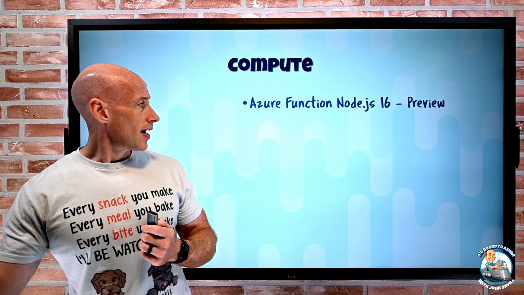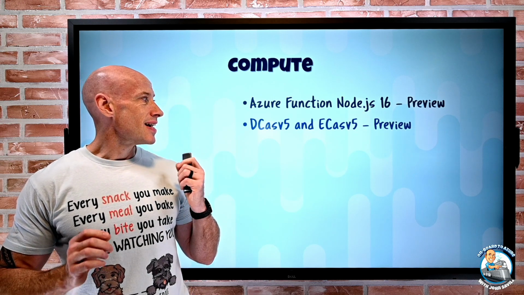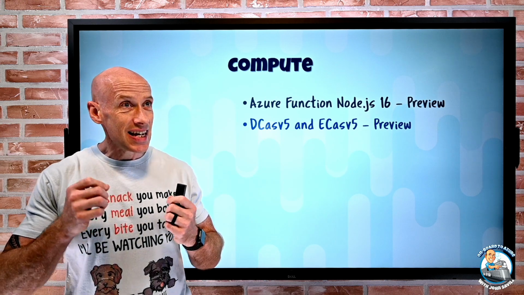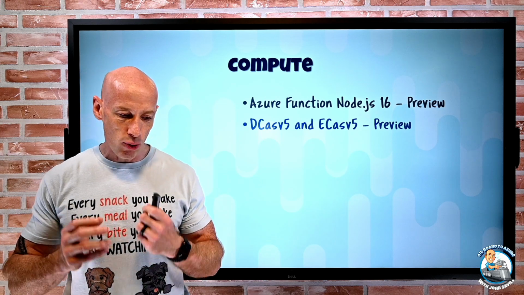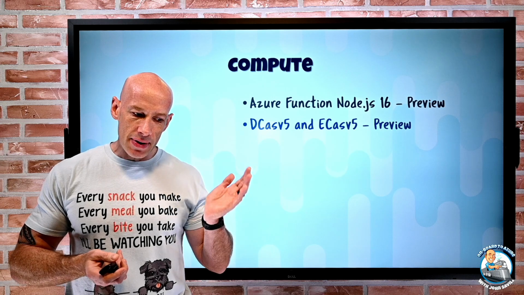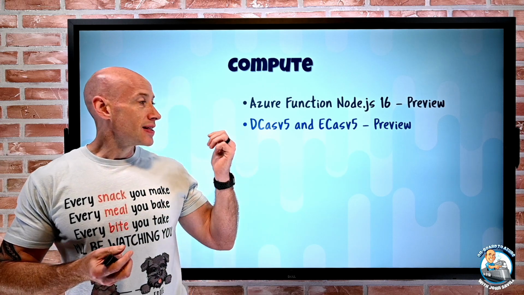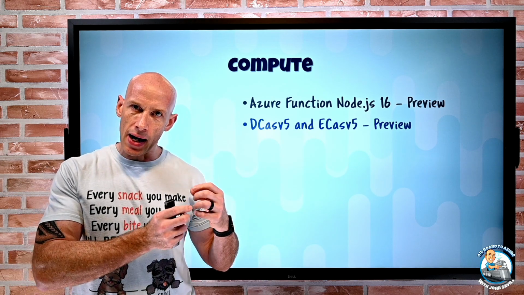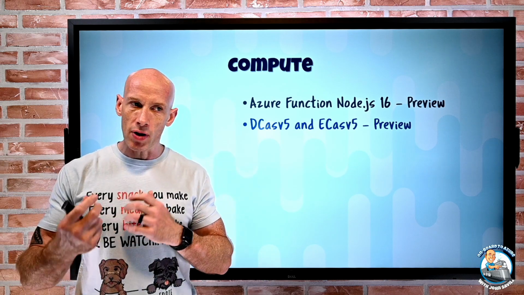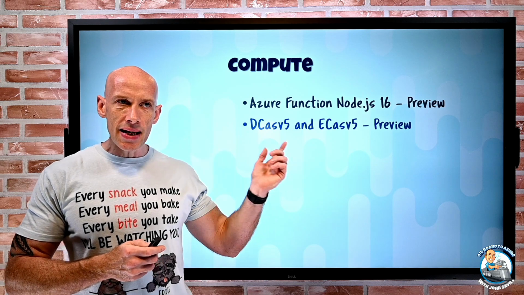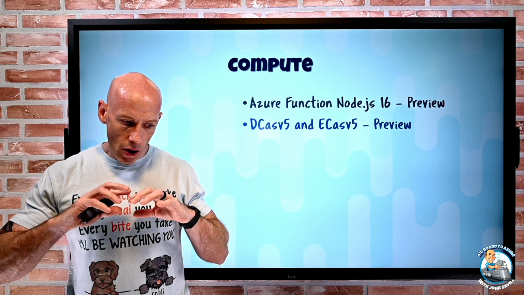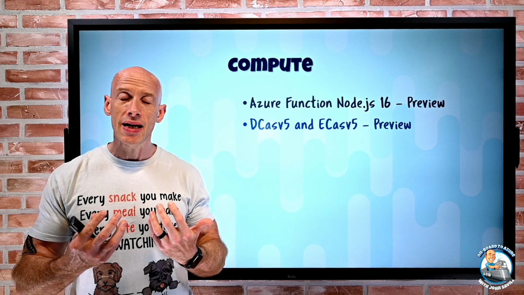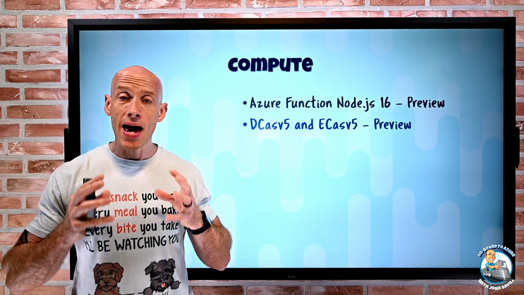Also now we have the DCasv5 and ECasv5 in preview. These are built on the AMD EPYC CPU. Obviously the D is the more general purpose, the E is the memory optimized, so a bigger amount of memory per CPU ratio. But the big deal about these is these are those encrypted at the entire VM level solutions.